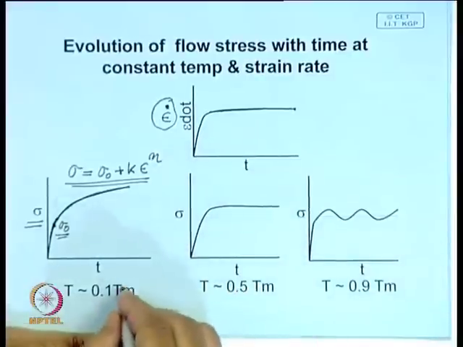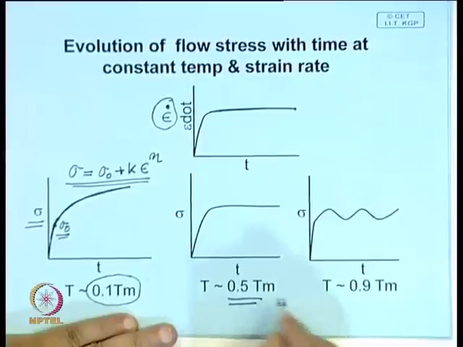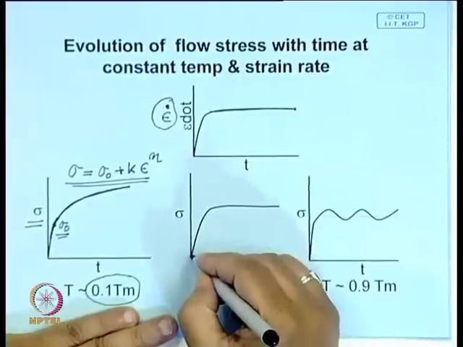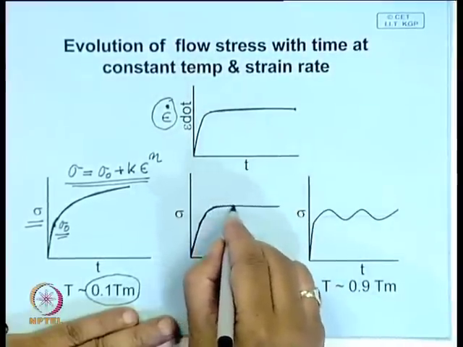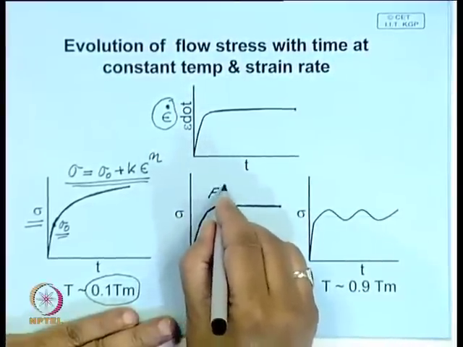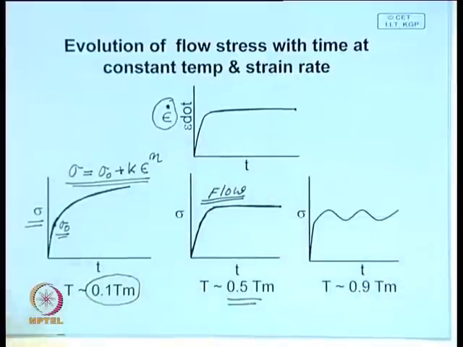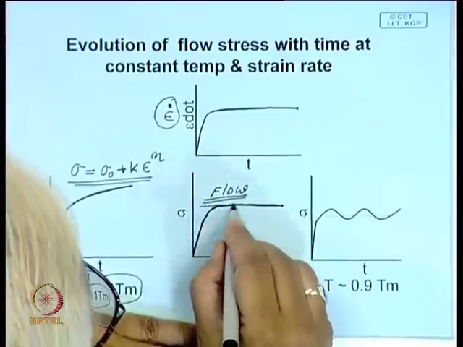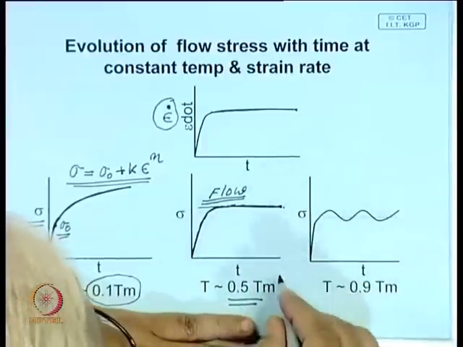This happens when you are doing the working at a lower temperature, room temperature. If you are working in a temperature range of, say, 0.5 Tm, something like this happens. Initially the load increases, but after some time a steady state is attained, and this is called the flow stress. The material continues to flow at a fixed flow stress, which does not change with time, and this is where you can give very large amounts of deformation.